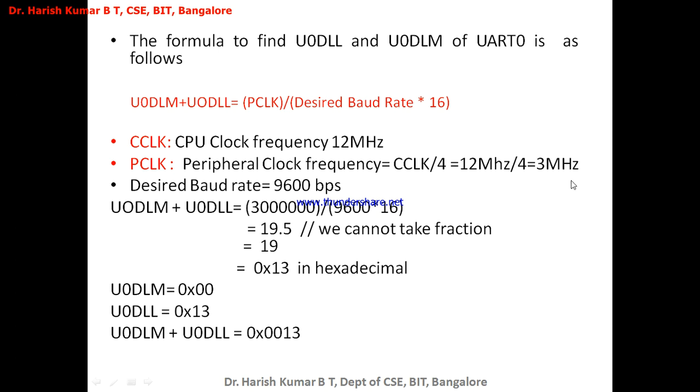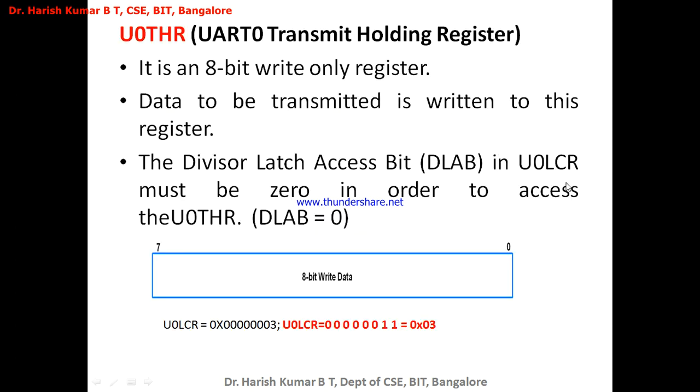Now those were the two registers which you understood, U0DLL and U0DLM. Next, there is one more important register, U0THR, that is the transmit holding register. The data or the byte which you want to transmit from one device to the other should be assigned to this register. The moment you assign it to U0THR, the UART 0 transmit holding register, the data will be sent to the other device. And it's again an 8-bit write only register.